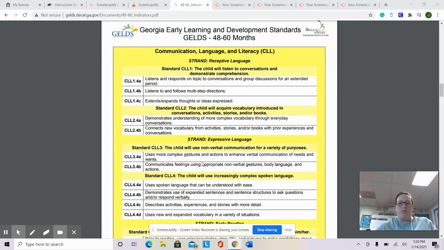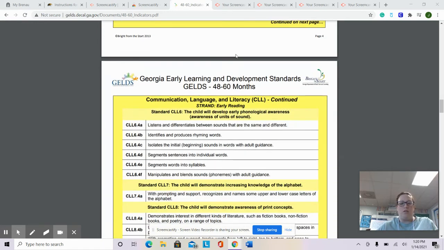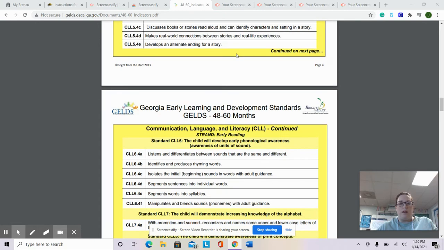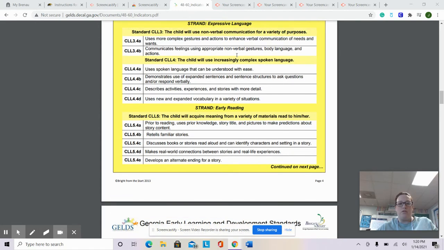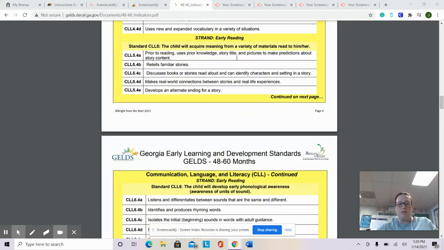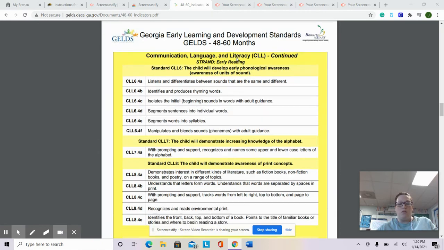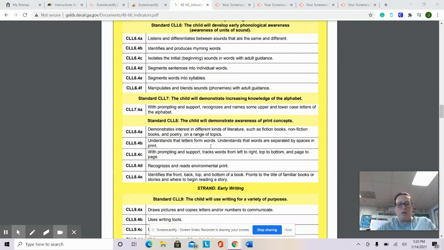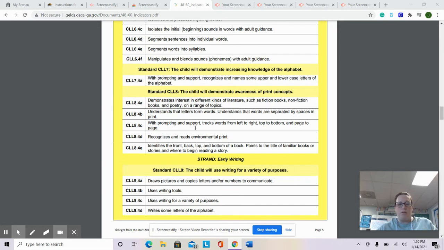Our next standard, we go into language and literacy. Language and literacy is 2 pages long, so there's a lot that goes along with it. You are looking at reading skills, speaking skills, and phonological awareness, as well as knowledge of the alphabet, and printing and writing. So say we're writing in our journals on Thursday, and I want my children to be able to write some of the letters of the alphabet.